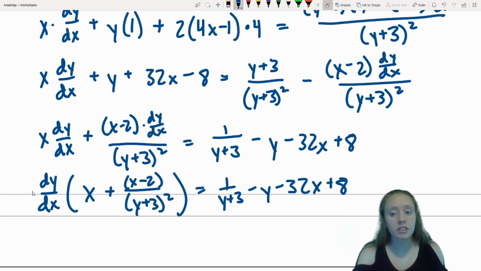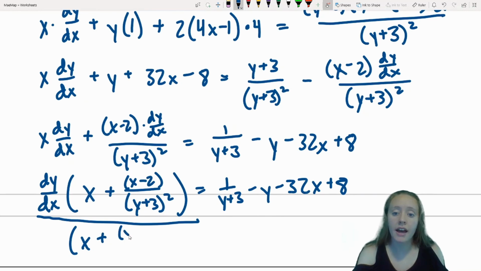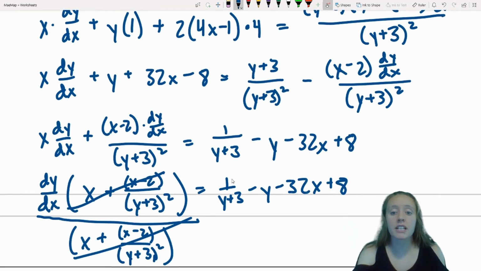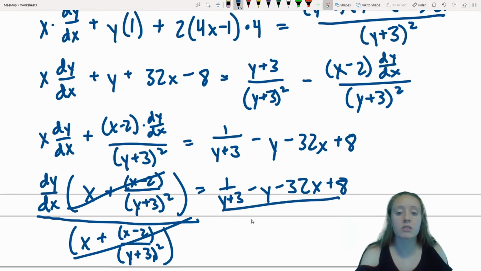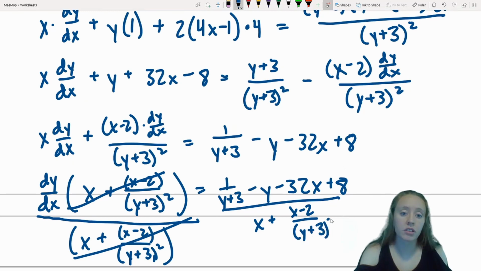Now what I'm going to do to isolate that dy/dx is divide by my x plus (x minus 2) over (y plus 3) squared, because when I divide by that, it'll cancel out and leave me with just my dy/dx. And again, this side also gets divided by it, so that's divided by x plus (x minus 2) over (y plus 3) squared.